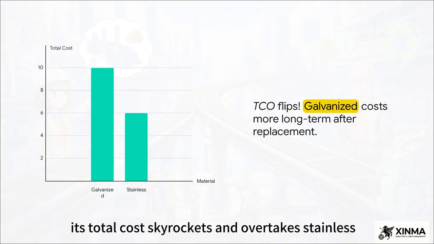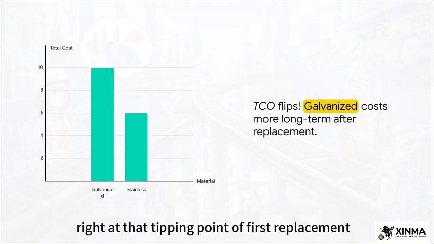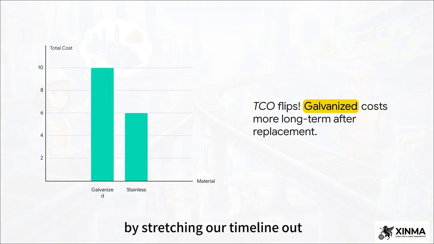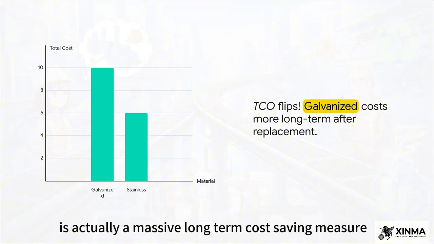and overtakes stainless. So exactly when is stainless steel more cost-effective? Right at that tipping point of first replacement. By stretching our timeline out, we see that in challenging environments, paying that 2 to 4 times upfront premium is actually a massive long-term cost-saving measure.